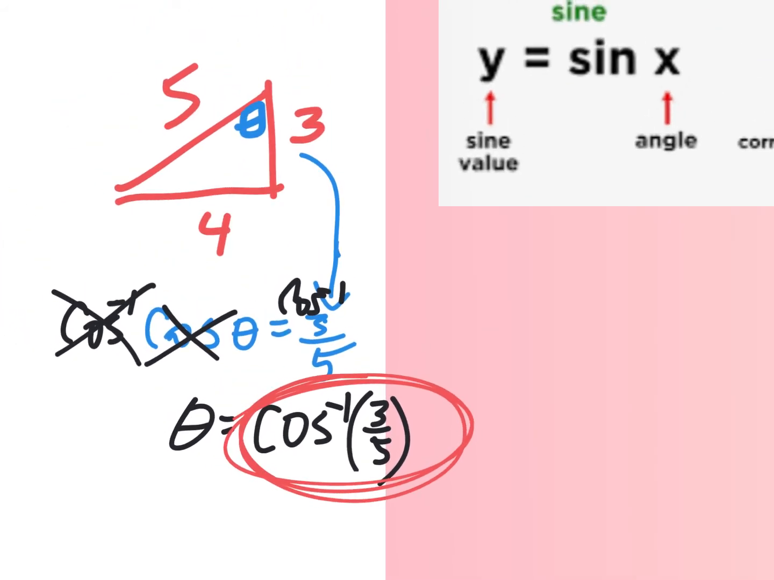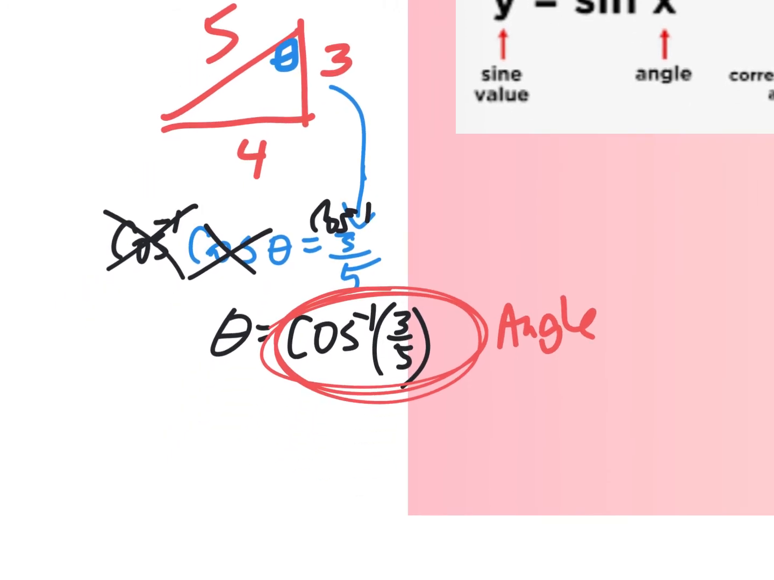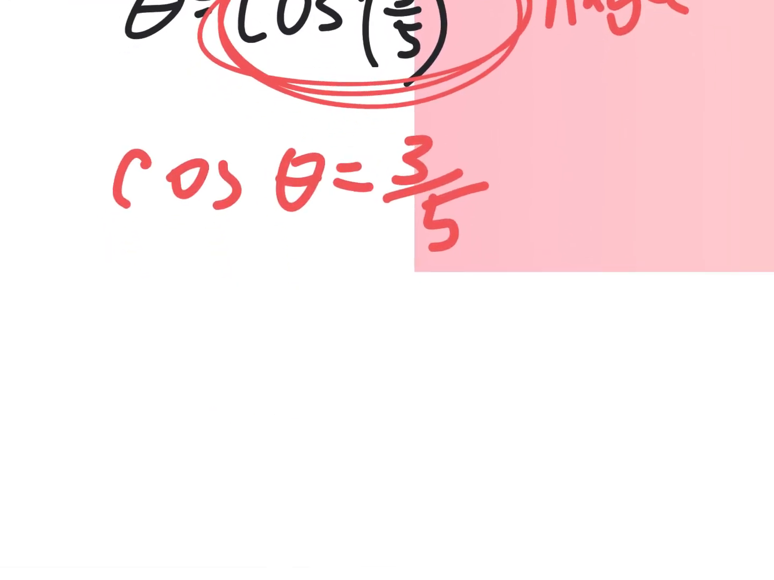Let's not use a calculator. Let's just leave it that way. That's the way to say the angle that would be formed if the sides were 3 and 5 in a right triangle. All right, so that's an angle. How is that different than cosine of theta equals 3/5? Because technically this has 2 answers.